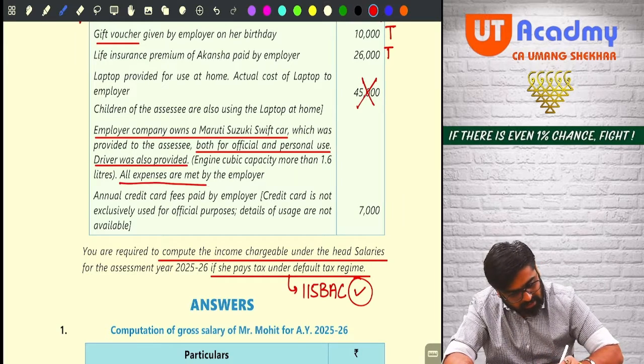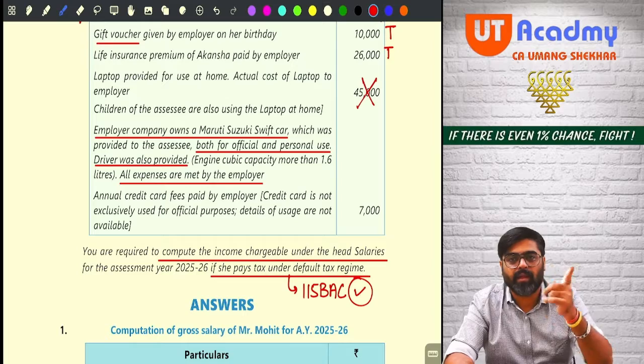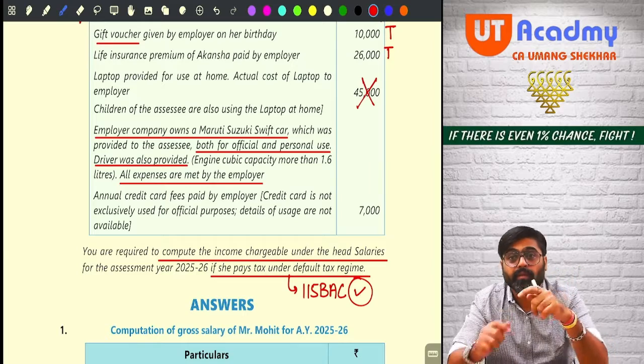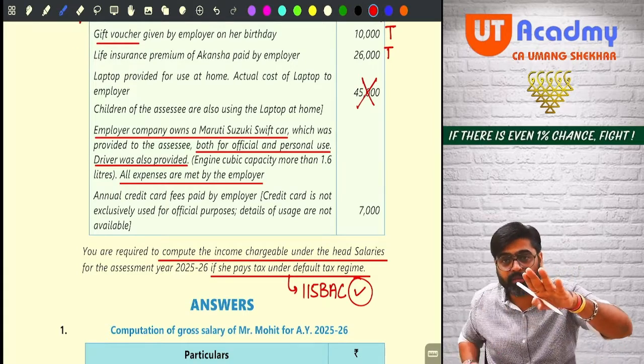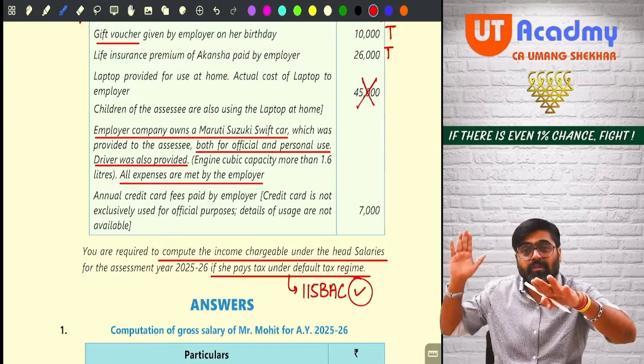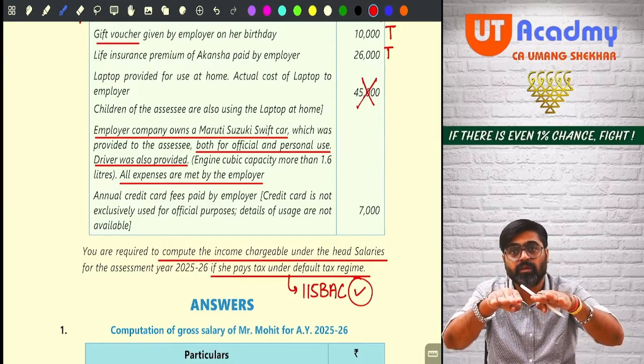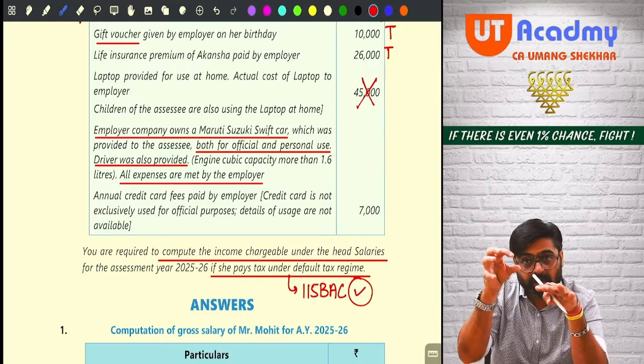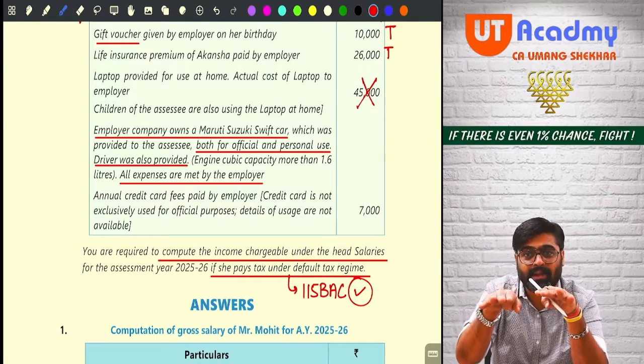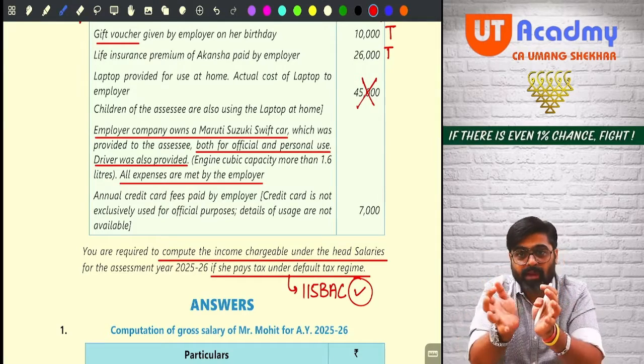And all expenses are met by the employer. Now tell me, car belongs to employer. You will use benefit will happen. Expenses are also made by employer. Expenses benefit will also happen. Two benefits. Now this expenses will also include driver's salary because it is also paid by the employer. Yes or no? Two benefits.